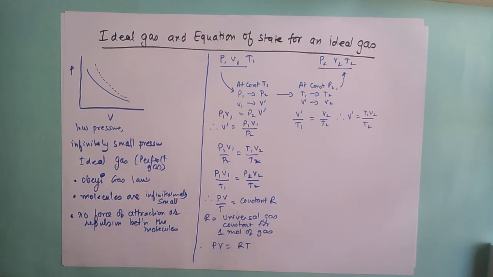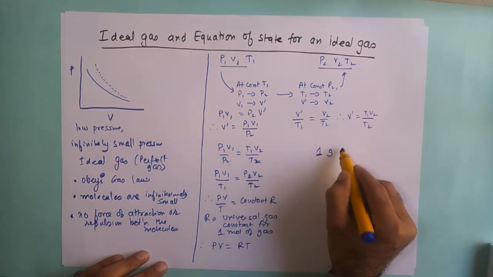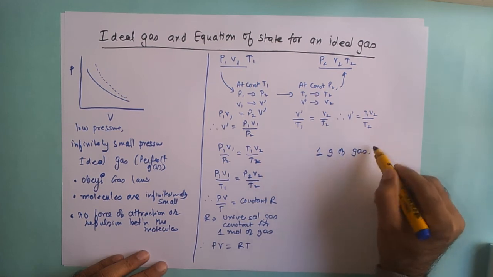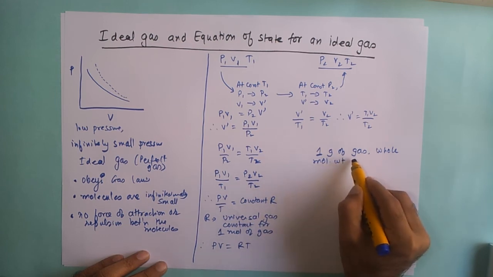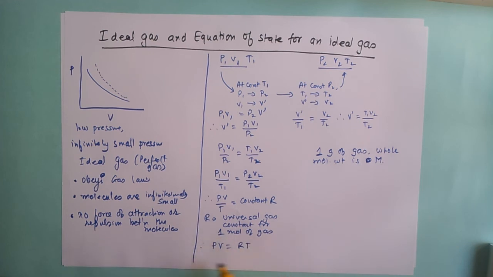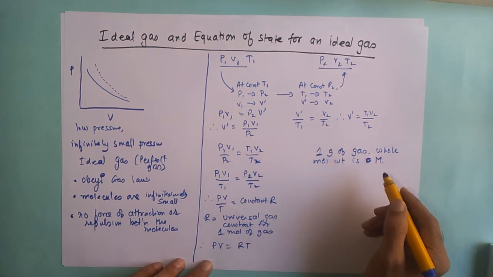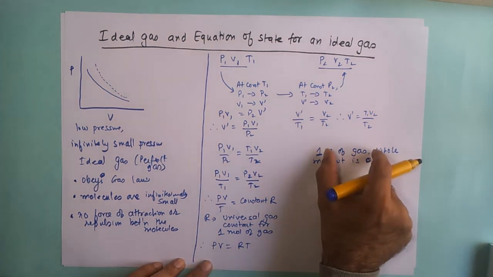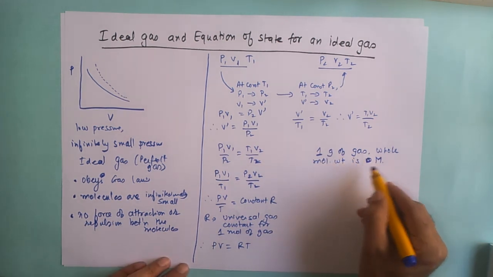Now let us say we have been given the gas in terms of mass. Let us say we have 1 gram of a gas whose molecular weight is, say, capital M. Then how will this equation change? So PV is equal to RT. This is for 1 mole of gas. Now I have been given 1 gram of gas whose molecular weight is M. So I need to get this particular gas in terms of its number of moles.